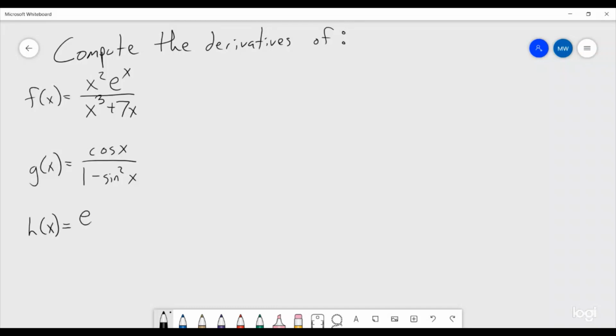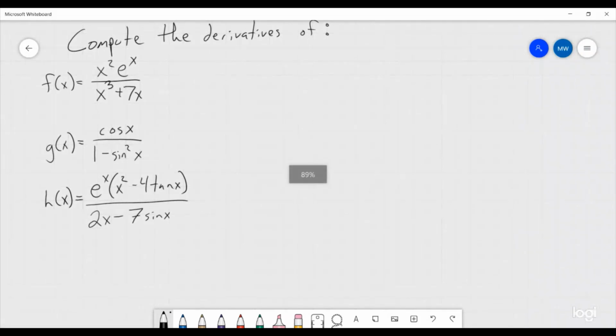equals e to the x times x squared minus 4 tangent x divided by 2x minus 7 sine x. And then let's add one more function and have it be k of x is equal to 7 divided by x squared plus sine x e to the x. So compute all 4 of these derivatives.